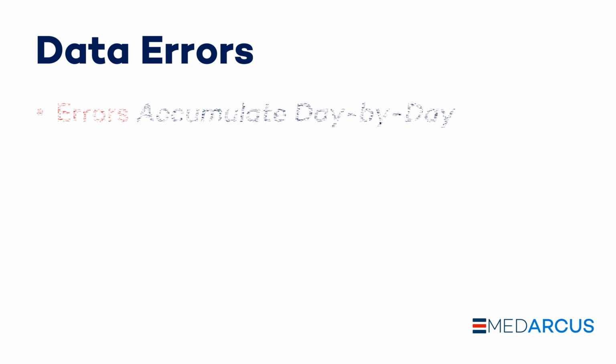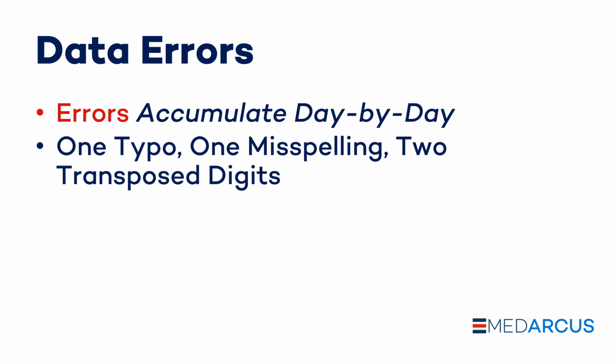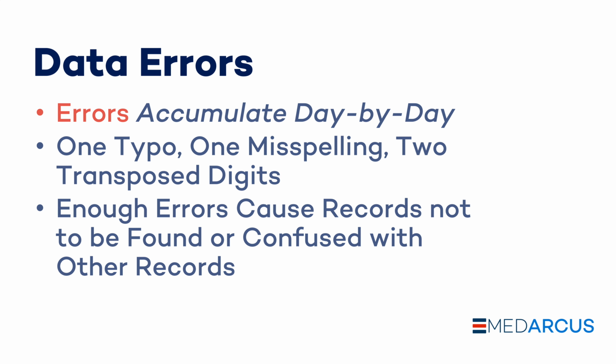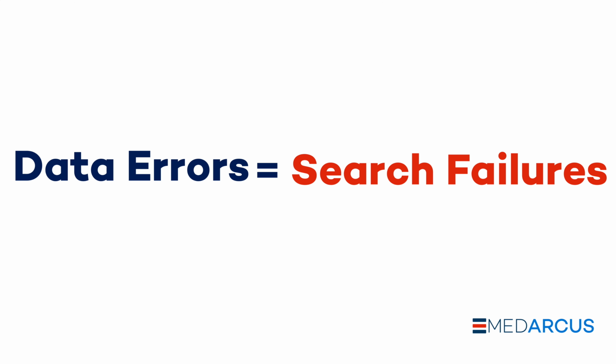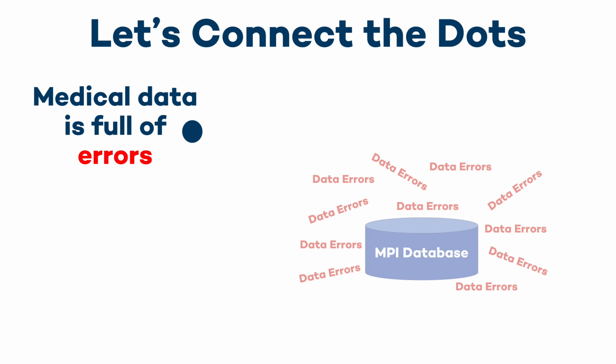So let's understand a little bit about the data errors that we're talking about. They accumulate day by day. They're accidental. Fortunately, no single error is usually catastrophic. Every misspelling, every address error, every piece of missing information is going to contribute to those duplicate error problems, or worse, overlays. Really what it comes down to is data errors equals search failures. And search failures are what cause duplicate records, and sometimes overlays. Let's acknowledge first that our data is full of errors. We can all agree with that.